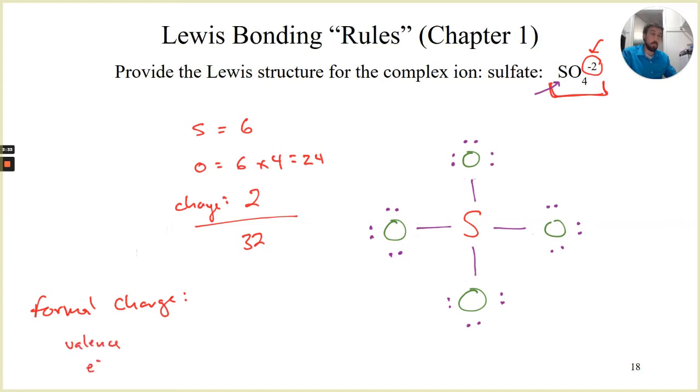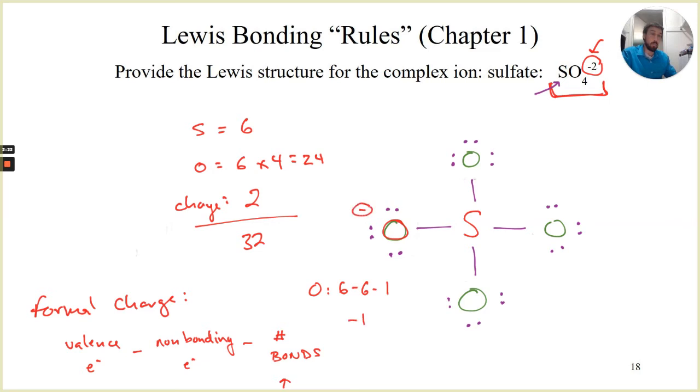Valence electrons for your individual atom, minus non-bonding electrons, minus the number of bonds. Note the unit difference. We're looking at bonds, not electrons there. So if I take a look at my first oxygen, oxygen comes in with 6 valence, minus non-bonding electrons, I see 6, minus 1 bond, it gets a -1.